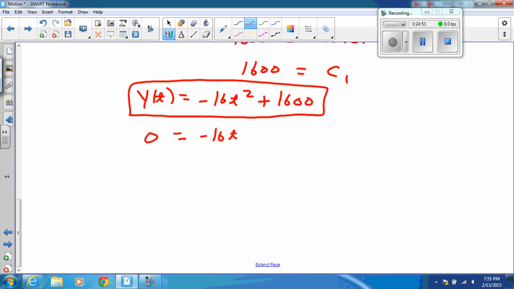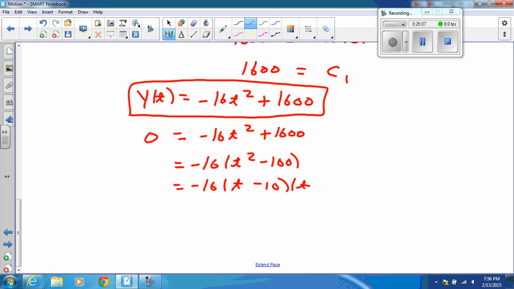The second question is, how long does it take the object to reach the ground? The object is going to reach the ground when its height is 0. And so therefore, we can set the height equal to 0 and solve. I kind of like solving by factoring. Factor out a negative 16.